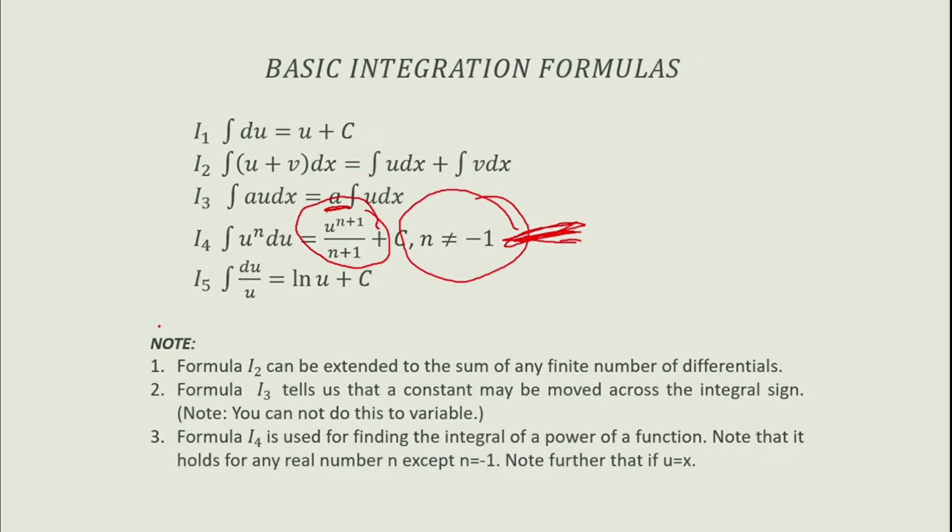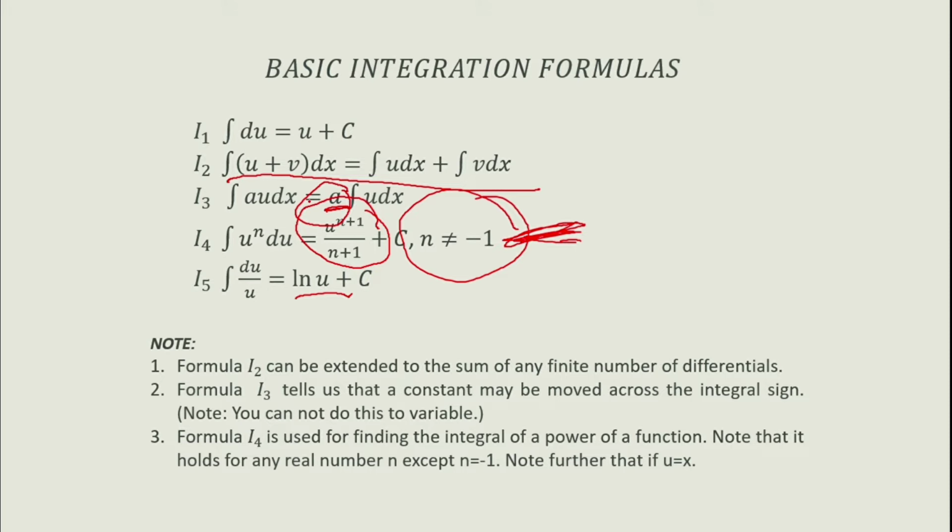Okay, undefined siya. So I5, integral of du over u, that is ln of u, the natural logarithm of u plus c. So take note that formula I2 can be extended to sum of any finite number of differentials. So we could extend this part. And I3 tells us the constant may be removed across the integral sign.